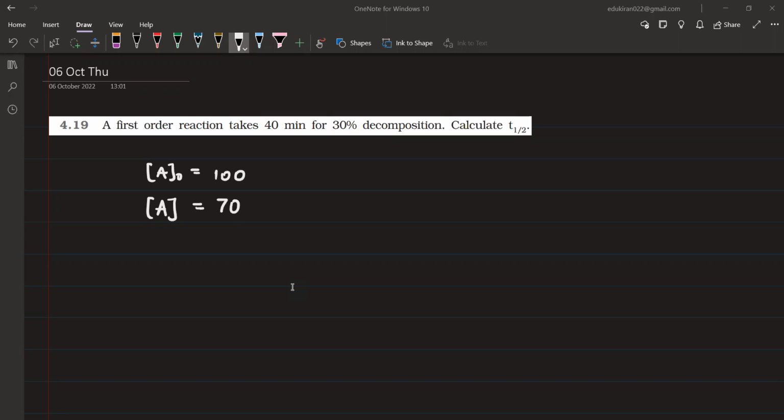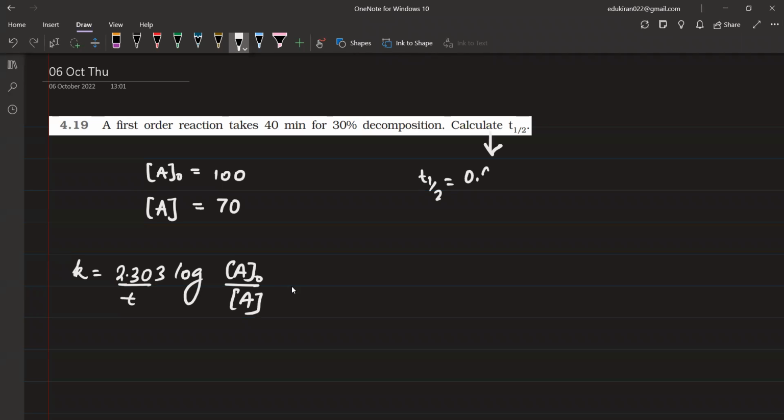Okay, so see guys, look here. We've got our A0 and our A. Now we can say that the K will be equal to 2.303 divided by time, log of A0 upon A. So we know the time here, we need to calculate the K, because essentially you have to calculate the T half, and T half for a first order reaction, it is what? 0.693 divided by the rate constant K. So we need to calculate the rate constant K.